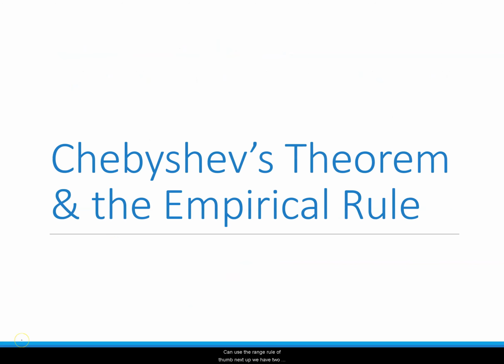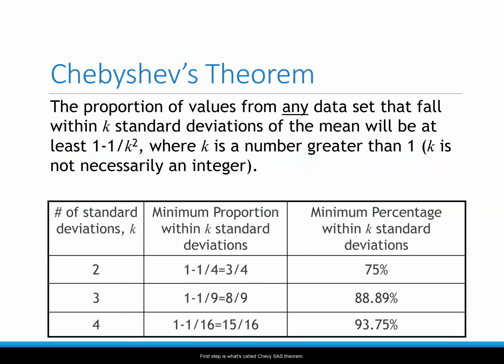Next up, we have two rules that we're going to look at as far as indicating how much data we have. First up is what's called Chebyshev's theorem. The proportion of values from any data set falling within k standard deviations from the mean will be at least 1 minus 1 over k squared, where k is a number greater than 1. And k does not have to be an integer. It can be a decimal number. It just needs to be greater than 1.